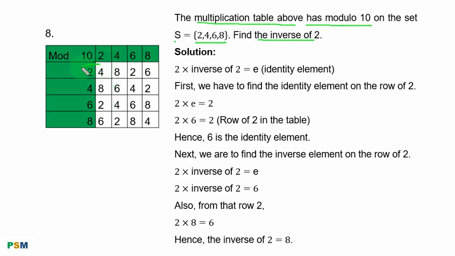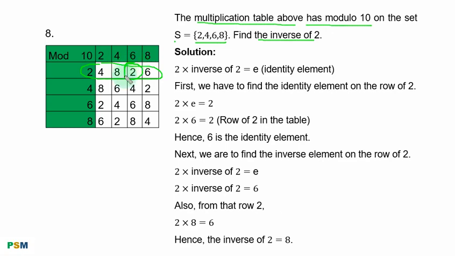Let's check the elements here. We use 2 to multiply each element in the column. 2 times 2 is 4. 2 times 4 is 8. 2 times 6 is 12. But here is 2. 12 is not an element in modulo 10. And as such, you divide 12 by 10. You have 1 remainder 2.